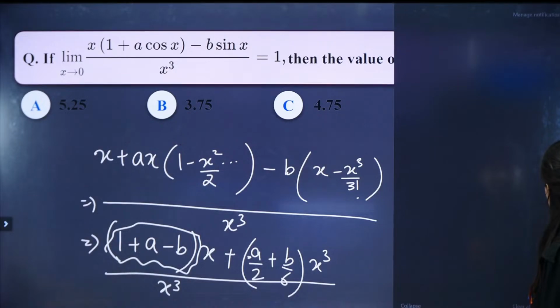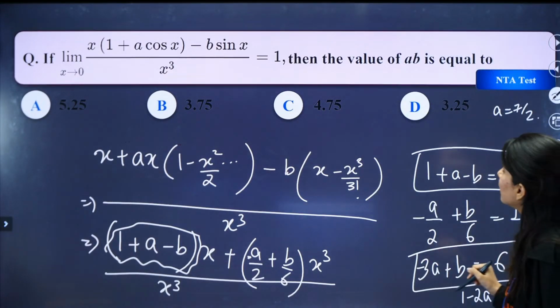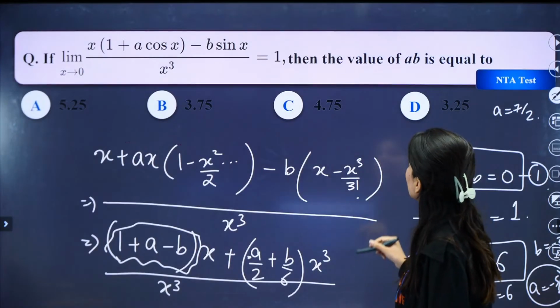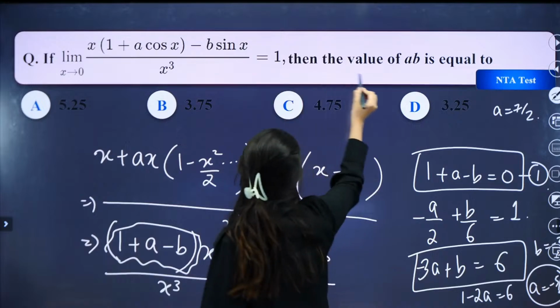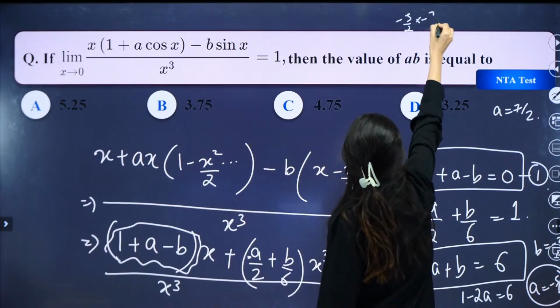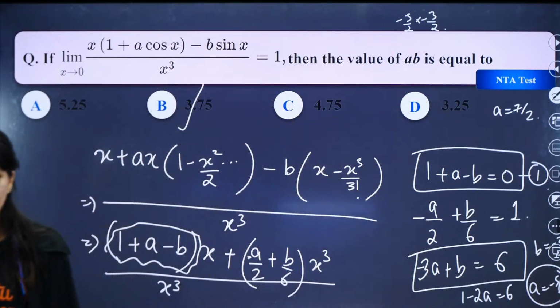What they are asking is the value of a into b. So 5 3s are 15 by 4. 15 by 4 is the final answer. 15 by 4 is 3.75, right? Minus 5 by 2 into minus 3 by 2, 15 by 4. This is the answer.